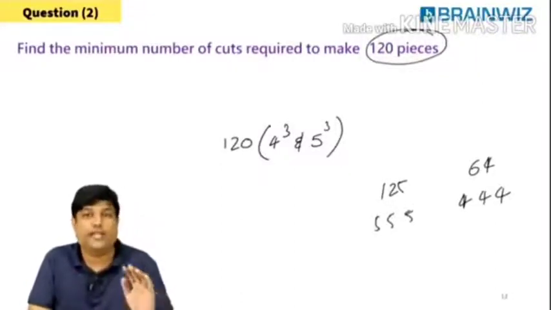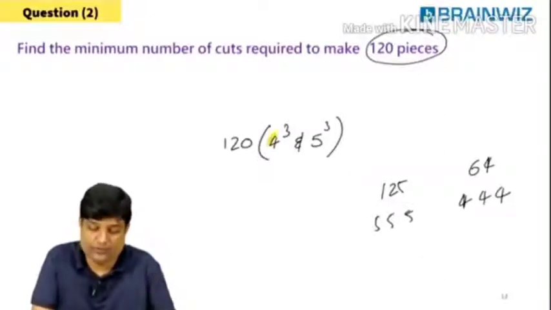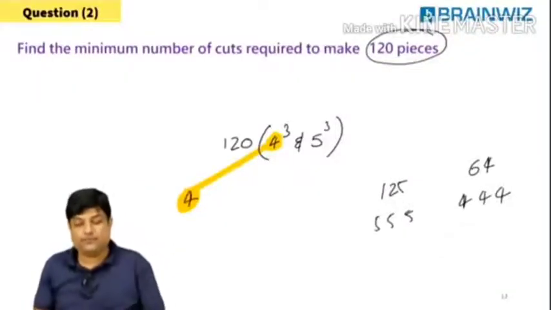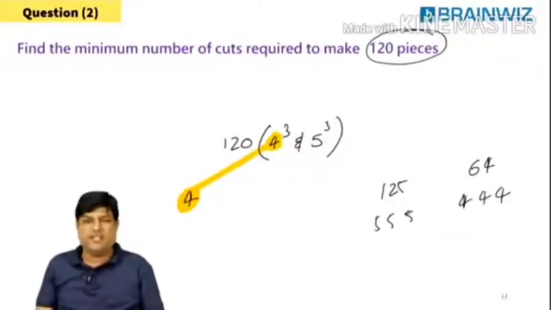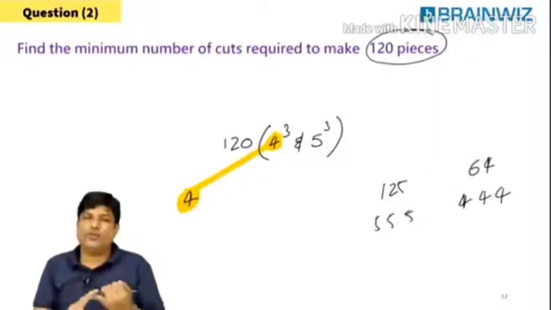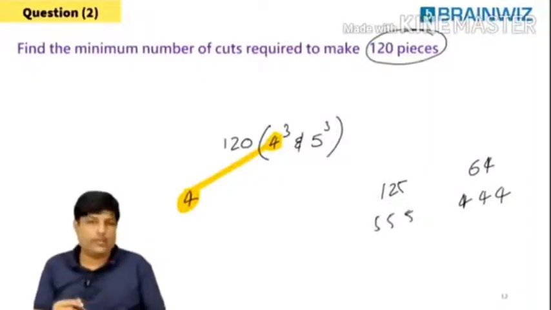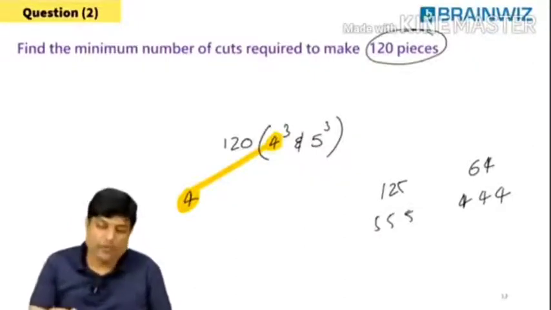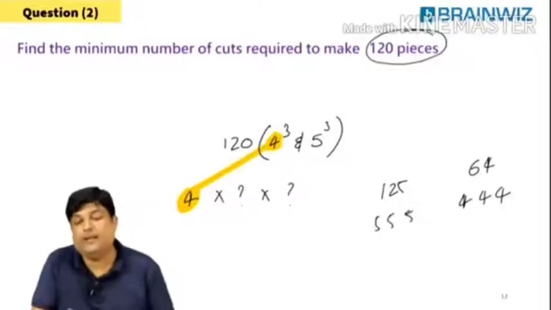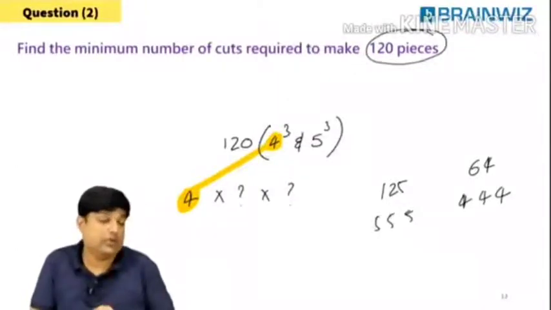Following? So take the minimum value of these two, 4, and write it down here. So you have to take one number, 4, inside. 120 is not a perfect cube, but it lies between two perfect cubes, 4 cube and 5 cube. Take the minimum value. Who is that minimum value? 4. That 4 you have to take as one of the numbers, and for the second two numbers you have to do a trial.